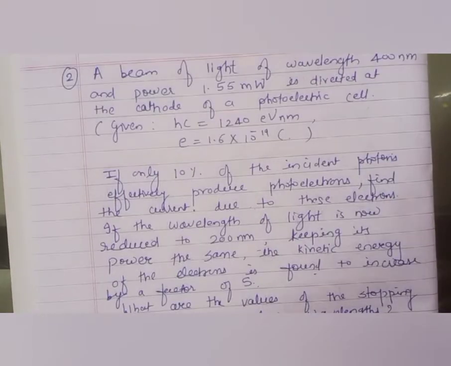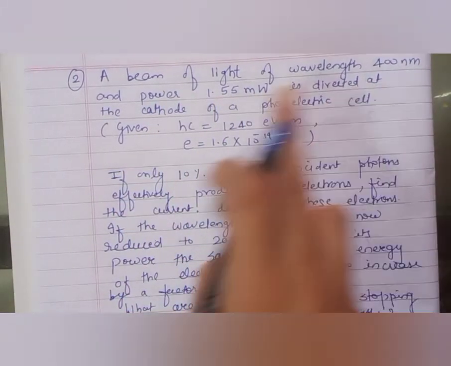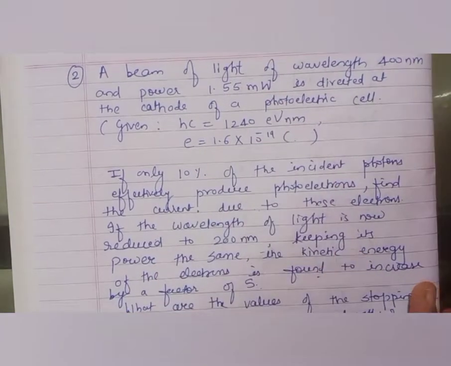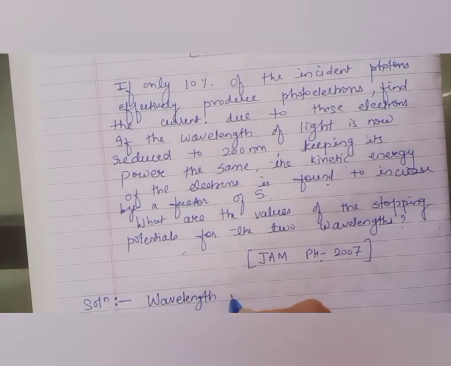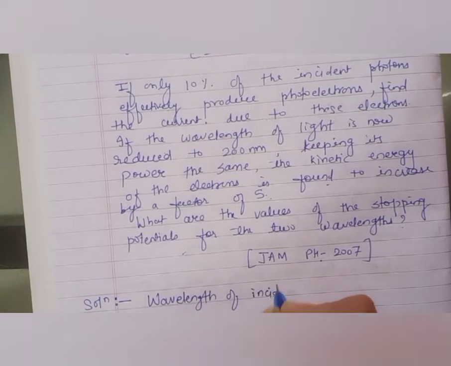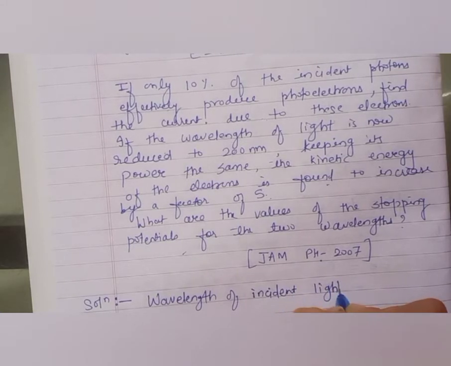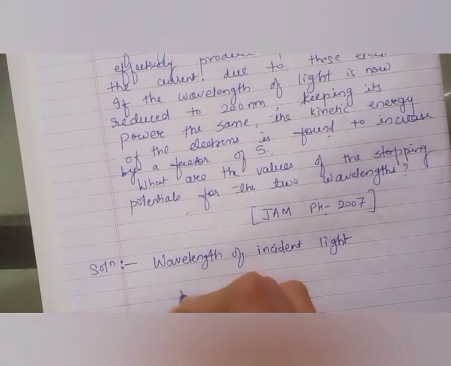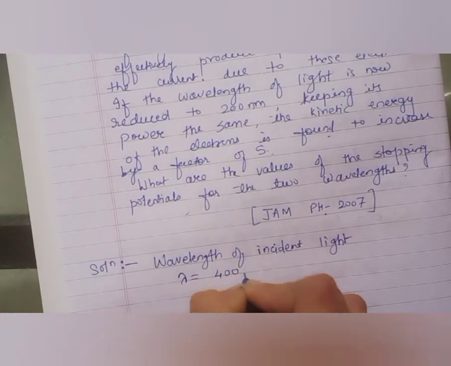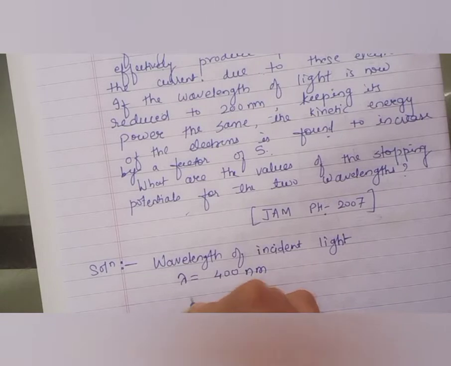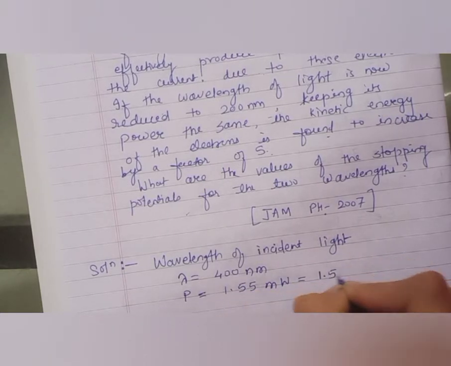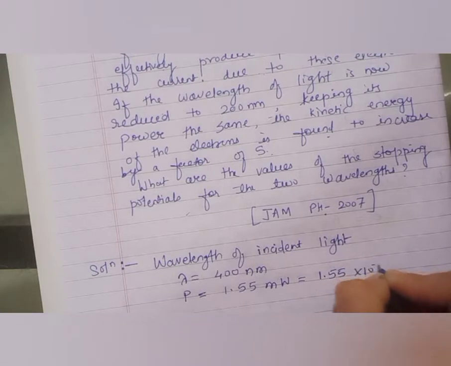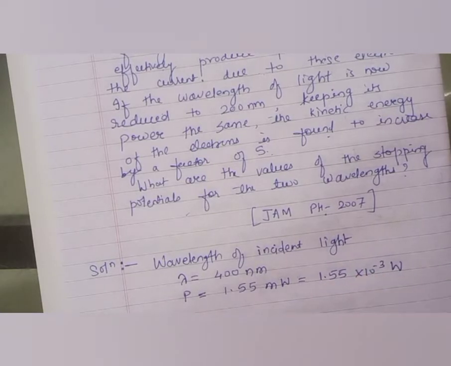Okay, so we have to find this. First of all, what is given? A beam of light of wavelength 400 nanometer and power of 1.55 milliwatt. So let us write that. The wavelength of incident light is lambda equals 400 nanometer, and power P equals 1.55 milliwatt. Let's convert into watt: milli stands for 10 raised to minus 3, so 10 raised to minus 3 watt.